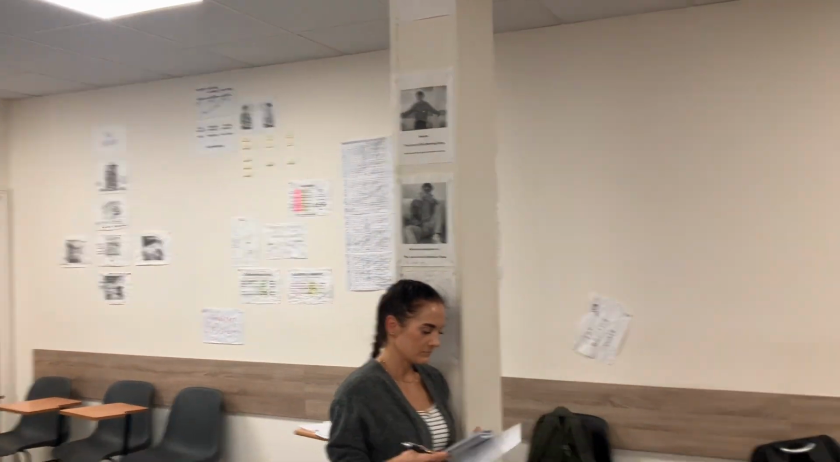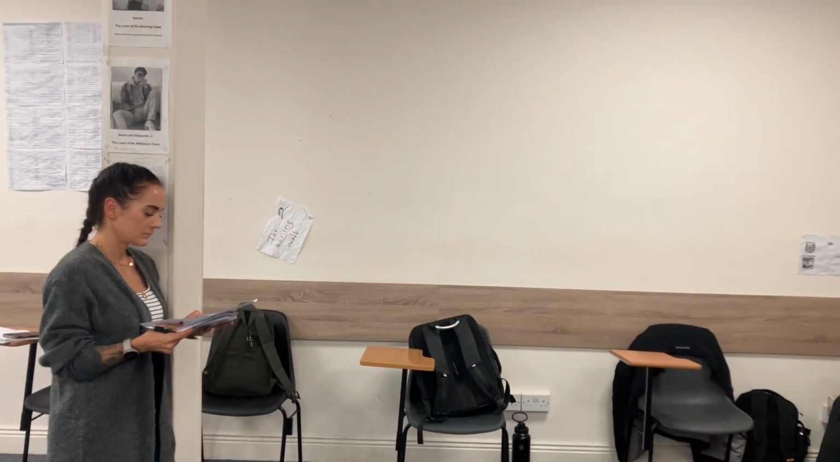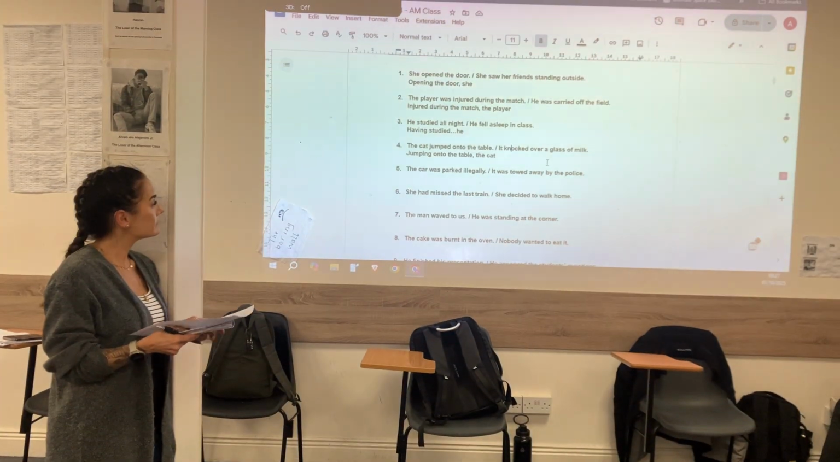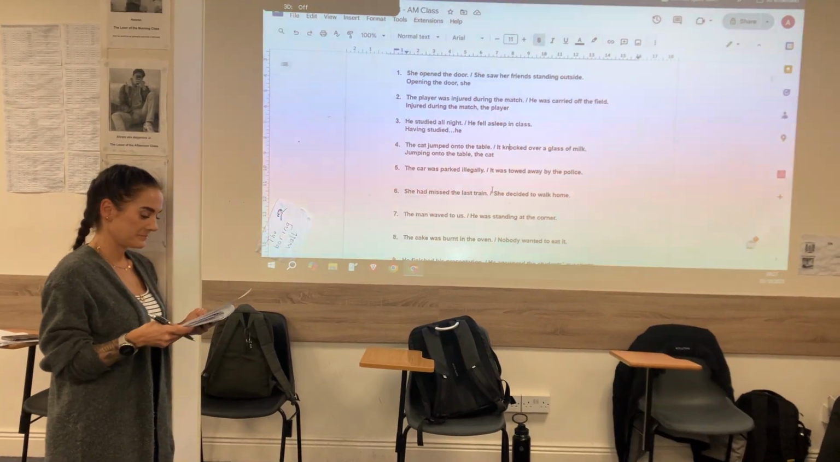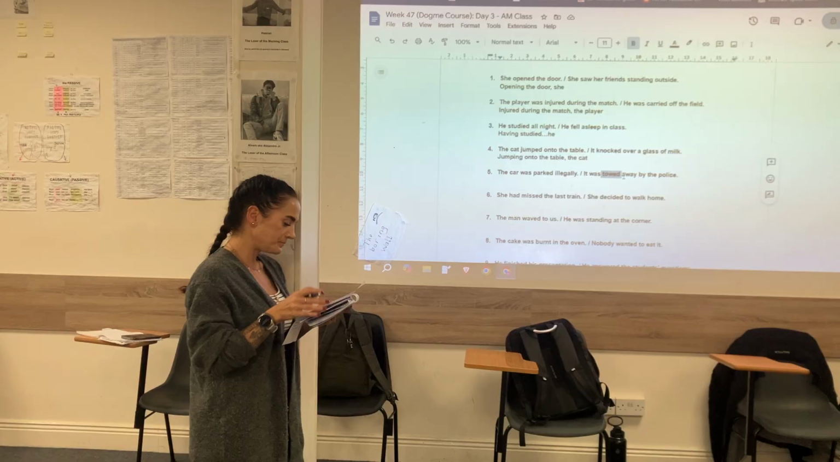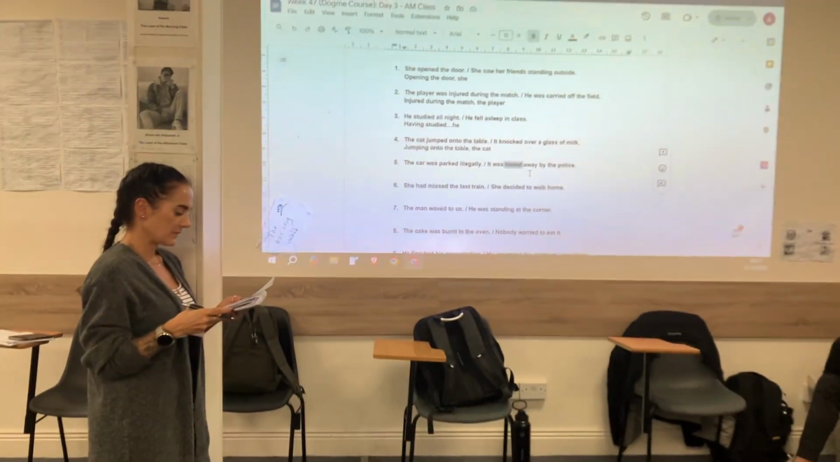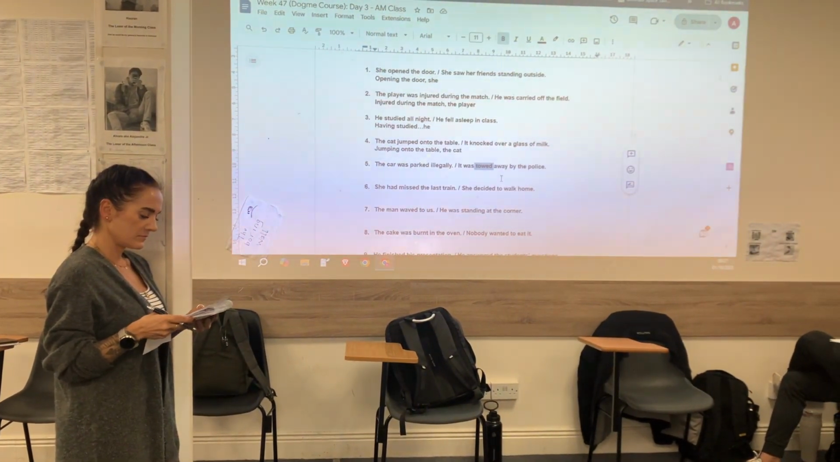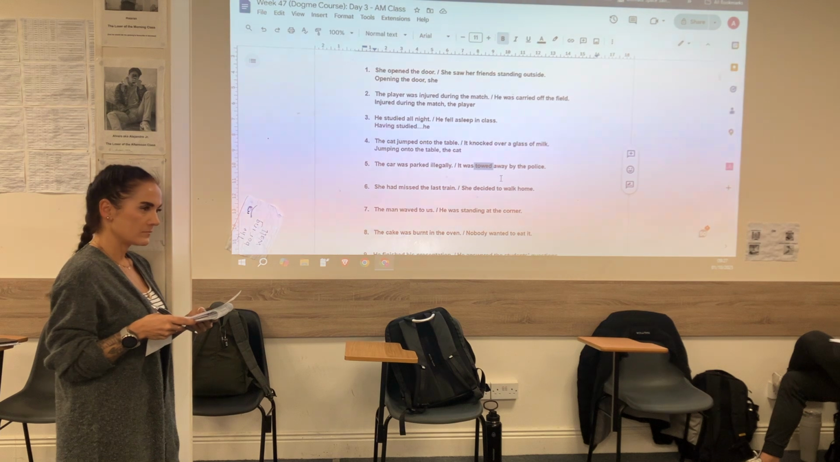Okay, next one then. Oh, this excitement is too much for me. The car was parked illegally, and how do you pronounce that word? Towed away. That's a good word to learn. What's towed mean? Pulled away. Yeah, exactly. So you're parked illegally, and then probably they're going to take the car away.